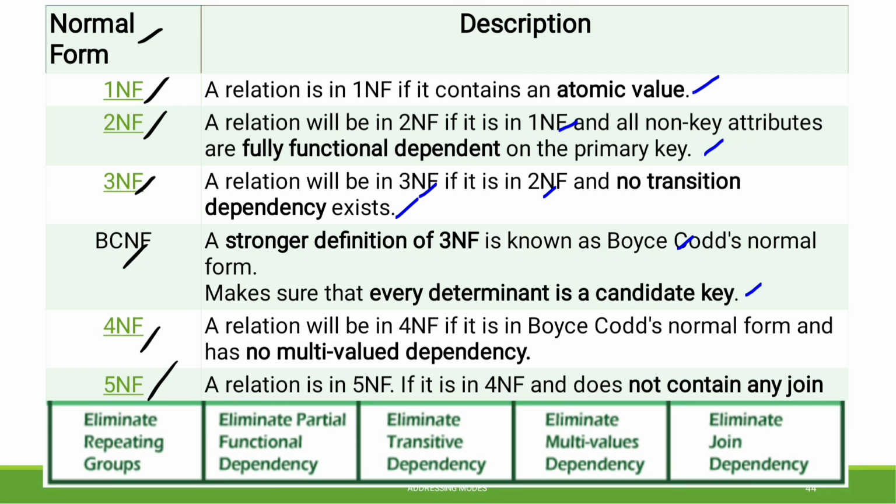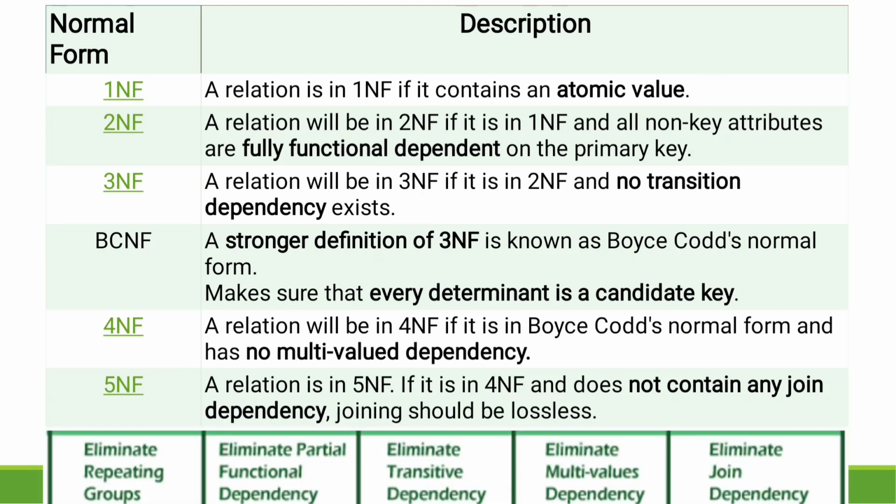A relation will be in 4NF if it is in Boyce-Codd normal form and has no multi-valued dependency. A relation is in 5NF if it is in 4NF and doesn't contain any join dependency. Here in fifth normal form, the joining should be lossless.